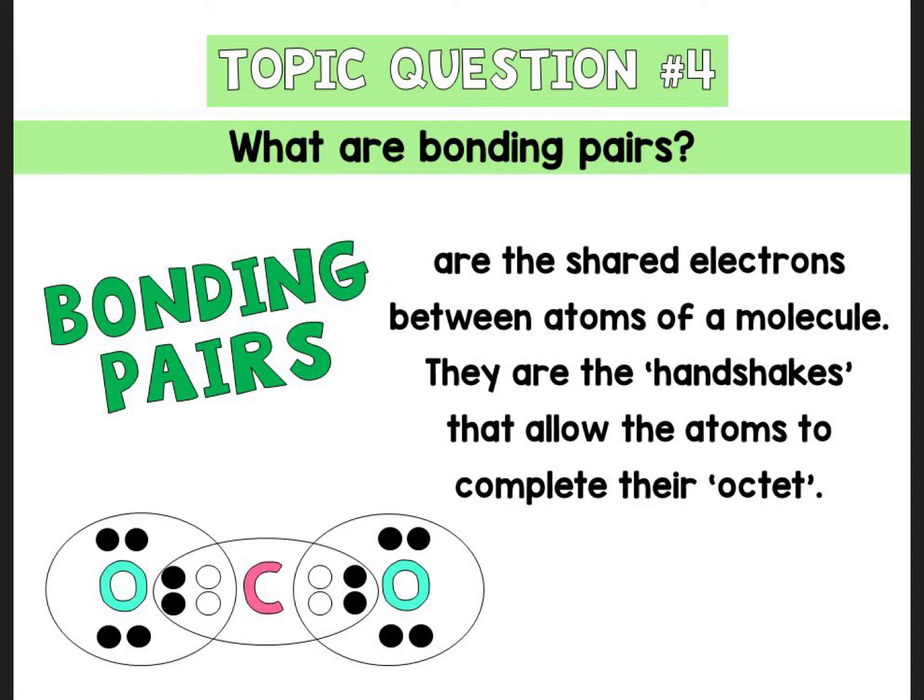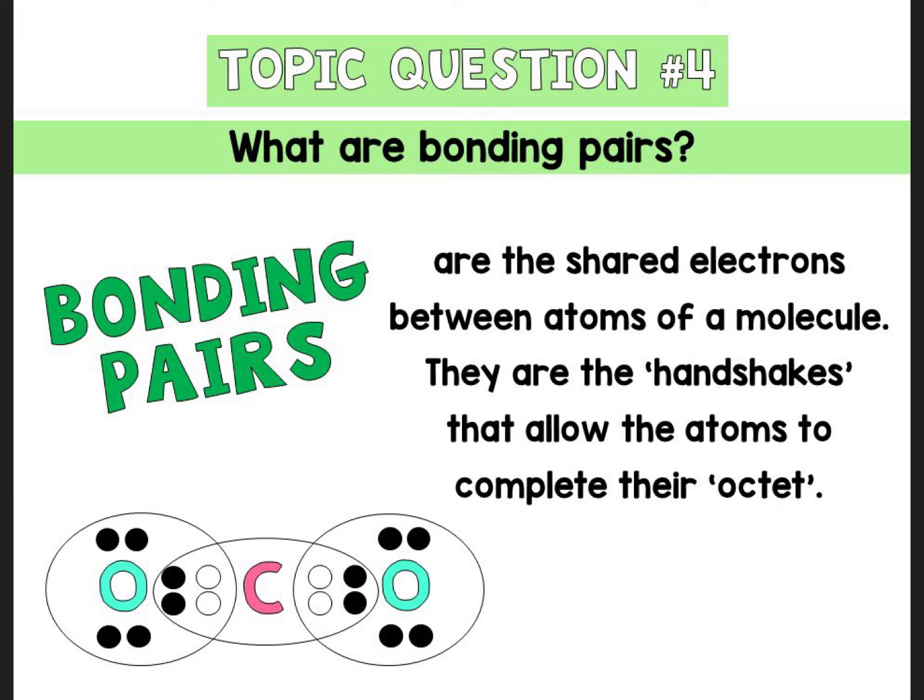Now, what are bonding pairs? Well, bonding pairs are the shared electrons between atoms of a molecule. They're like the handshakes that allow the atoms to complete their octet, complete their deal to make both parties happy.